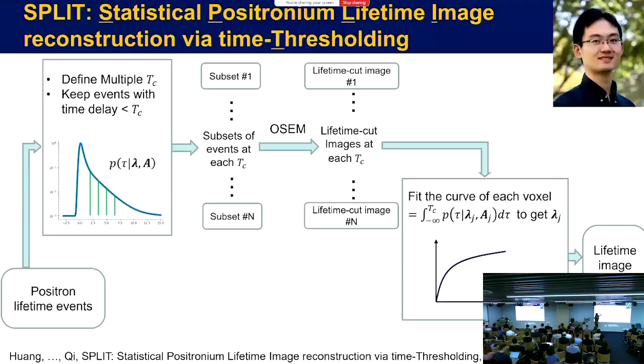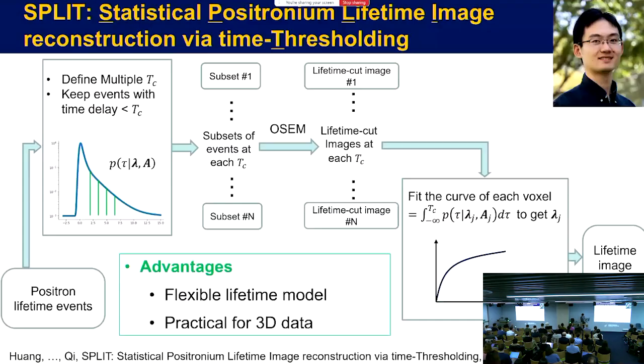After that, we get a series of lifetime cut images, and we can plot almost like a time activity curve in dynamic PET, and then fit this using the integral of the likelihood model. Okay? The beauty of this is that it requires only a standard OSEM reconstruction, and it's also very flexible with the model we use and practical for 3D data.